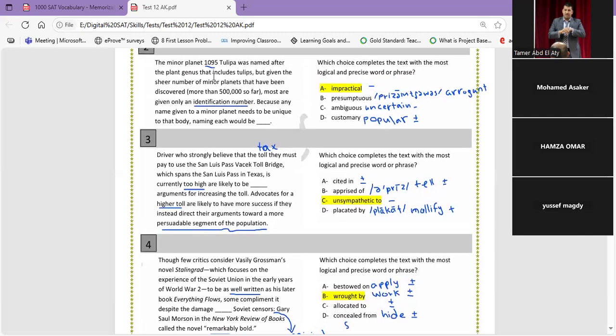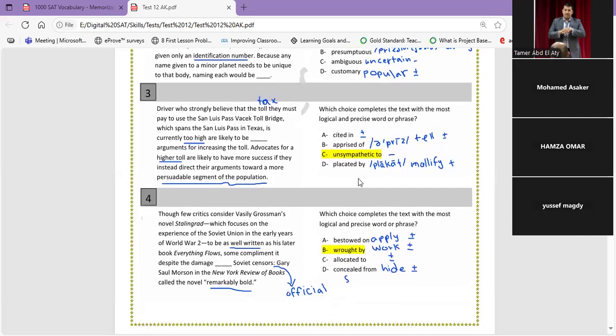Because they are more than 500,000, the words after, again, another question for words. We have cited in, neutral, apprised of, to tell, also neutral, unsympathetic to, negative, placated, means mollify, it's positive. Wait. We have two neutral, one negative, one positive. Can we now make an elimination? No, we can't. So we have to go to the context clue.